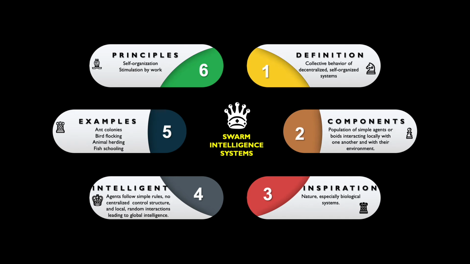So that brings us to the topic of swarm intelligence and swarm intelligence systems. Swarm intelligence is the collective behavior of decentralized, self-organized systems, natural or artificial. The concept is employed in work on AI. SI systems consist typically of a population of simple agents or boids interacting locally with one another and with their environment. The inspiration often comes from nature, like we have seen earlier, especially biological systems.